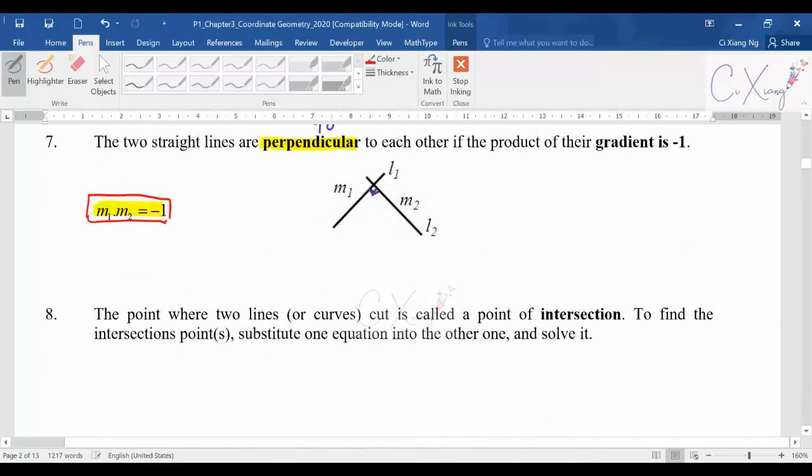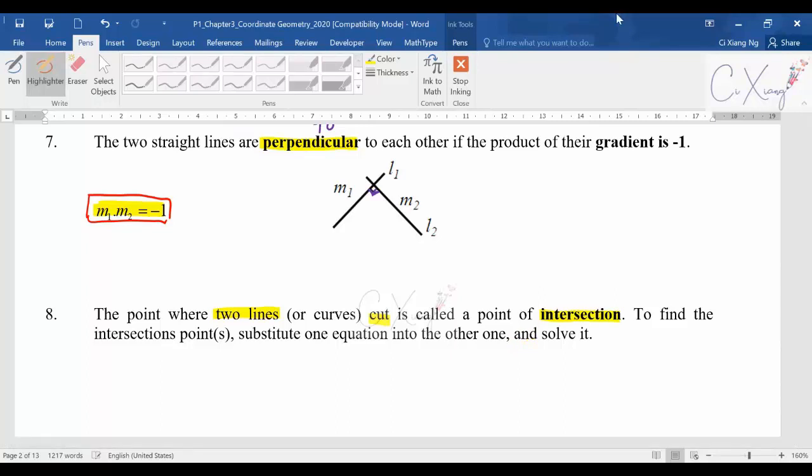Okay, and after that, furthermore, you will have something like this when you're having two lines that cut each other, or we will call it the intersection point. I think this one you should know, right? Okay, and then to find the intersection point, you need to solve simultaneous equations. So this is a basic concept that most of us should know.